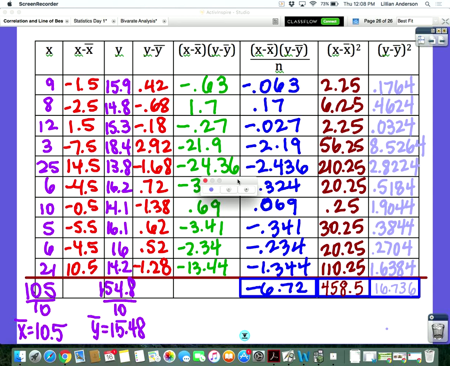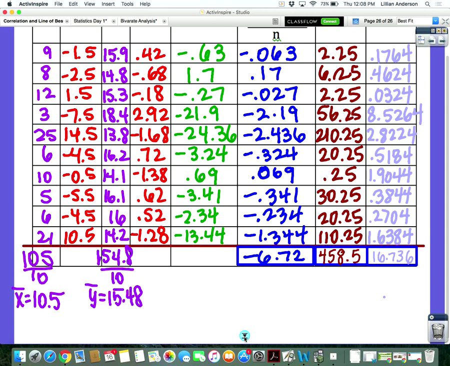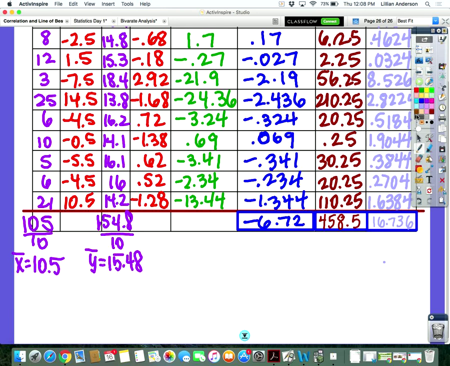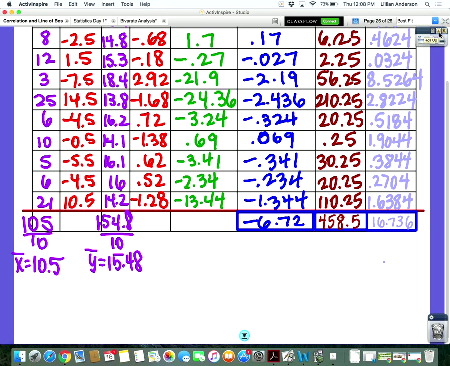And now for the big moment of truth. We are finding the correlation coefficient. So, I'm going to give you a little bit of space. And I'm mostly concerned about the numbers at the bottom of anything. So the formula for the correlation coefficient is this.